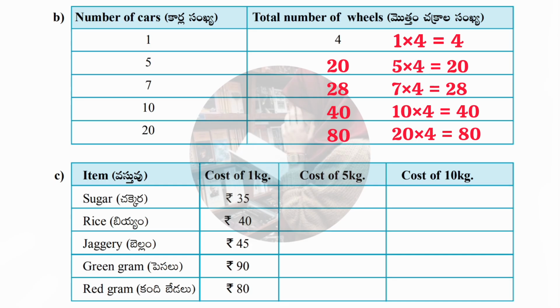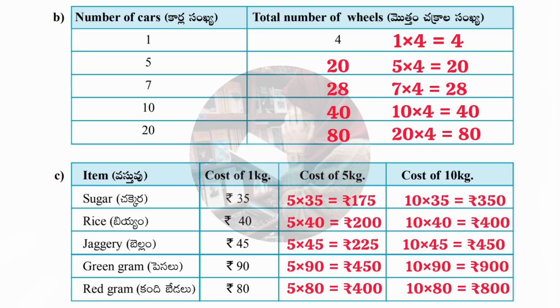Cost of 5 kg sugar means 5 multiplied by 35 is 175. See, 5 5s are 25, 2 carry forward, write down 5, 5 3s are 15, 15 plus 2 is 17, so 175. Then cost of 10 kgs: 35 multiplied by 10. I already told you, here 1 0 is there, so 35 ones are 35, write down 0. Means 350 is your answer. Got it?